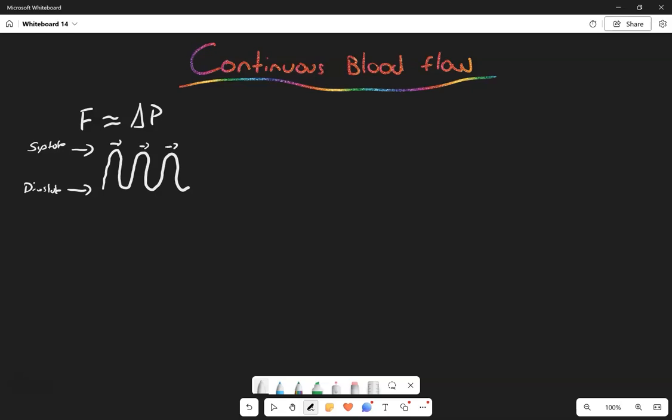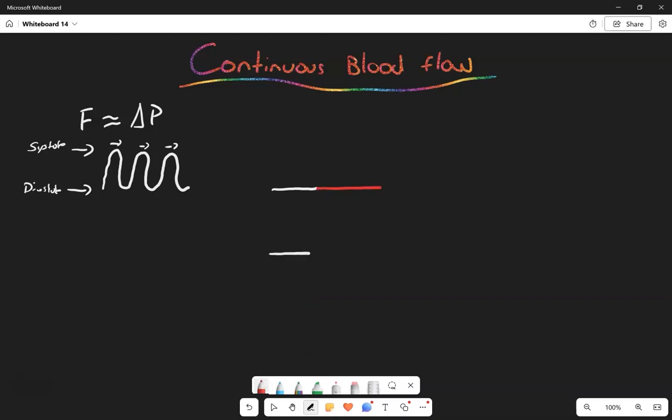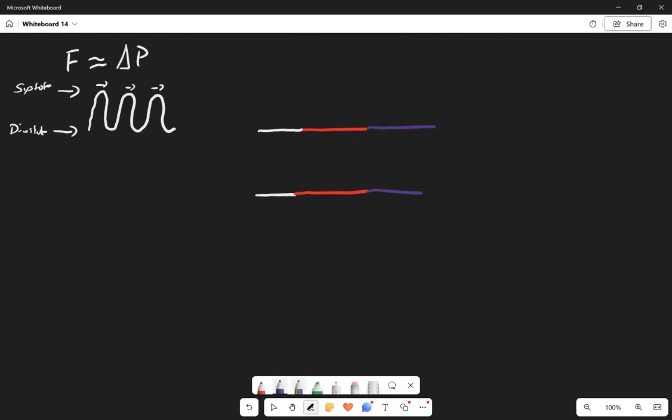Well, if we look at a crude drawing, let's say this is the ventricle here, and we're going to say this is the aorta here, and then we'll do it in purple, the next vessel, like so. Now, when the ventricle pumps blood into the elastic arteries, the ventricle is going to pump that blood into the elastic arteries.